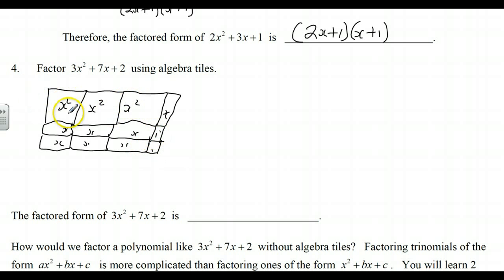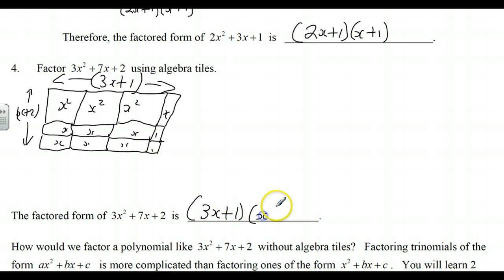So we have 3x squared, 1, 2, 3, 4, 5, 6, 7x plus 2. 1, 2, 3x plus 1, binomial, bracket it, x plus 2, binomial, bracket it, and the factored form is (3x plus 1)(x plus 2).